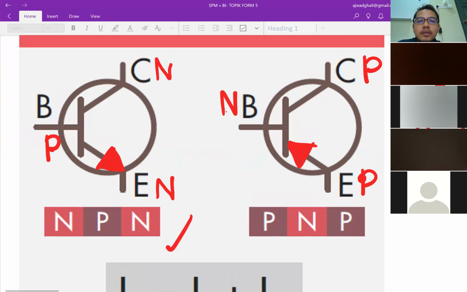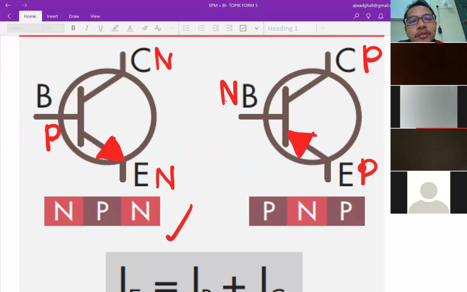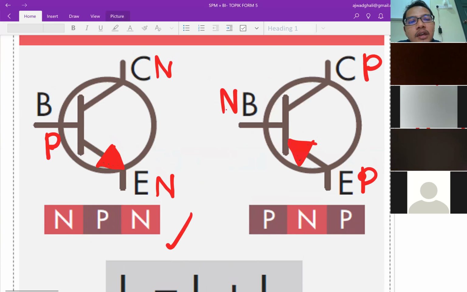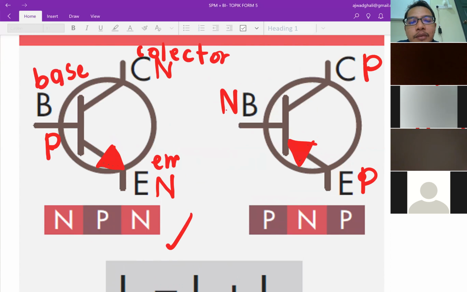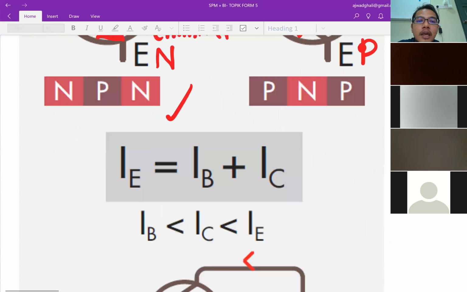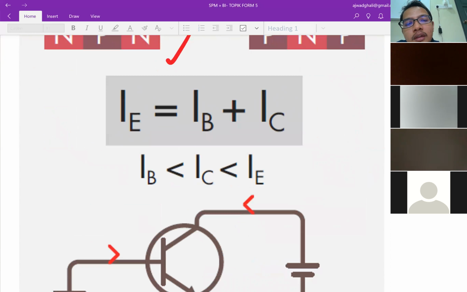All right. So the symbol, they start with C. C at the top, C is the collector. B is the base, and E is the emitter. Collector, base, emitter. So this formula states that IE, the emitter current, is equal to the base current plus the collector current.